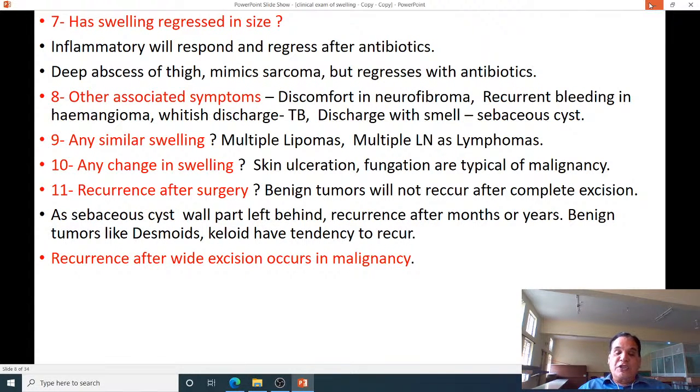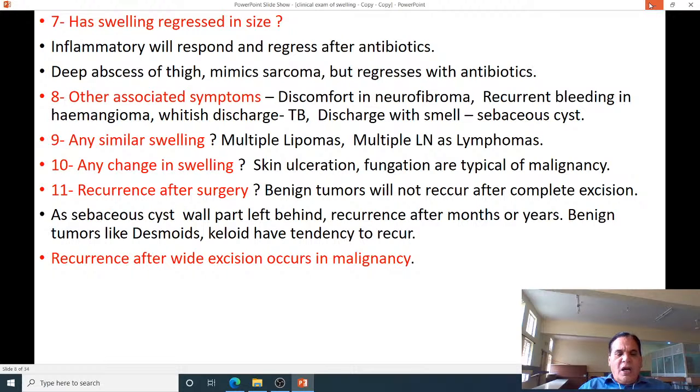Always ask if there are associated symptoms. Discomfort in neuroma, bleeding in hemangioma, particularly glomus tumor, or an infected swelling over the tip of the finger, where bleeding is very common. Okay, and smell. A very bad smell from a swelling of the chest wall or on the back is a sebaceous cyst. The smell is very bad, of the keratin.